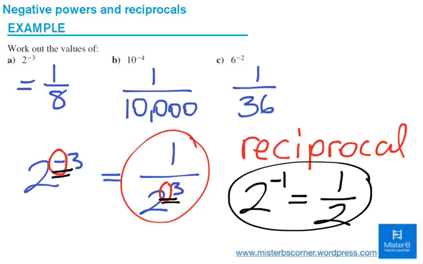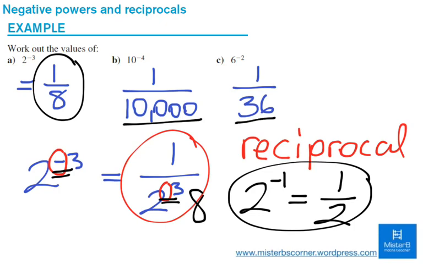That's why you end up with 1 over 8, because 2 cubed is 8 and you have it in the denominator. And 10 to the power of 4 is 10,000. 6 squared is 36. That's why you get these numbers.